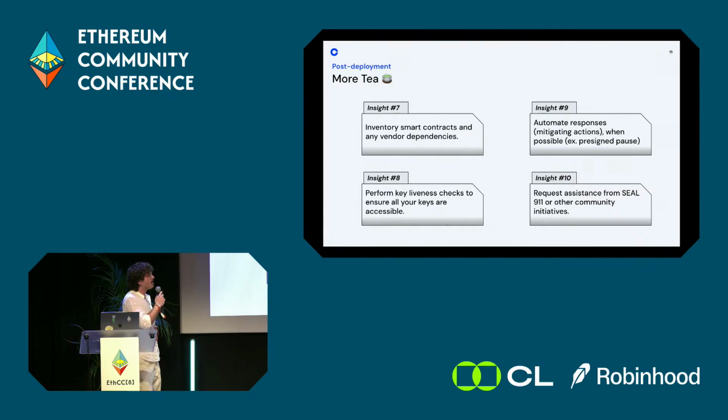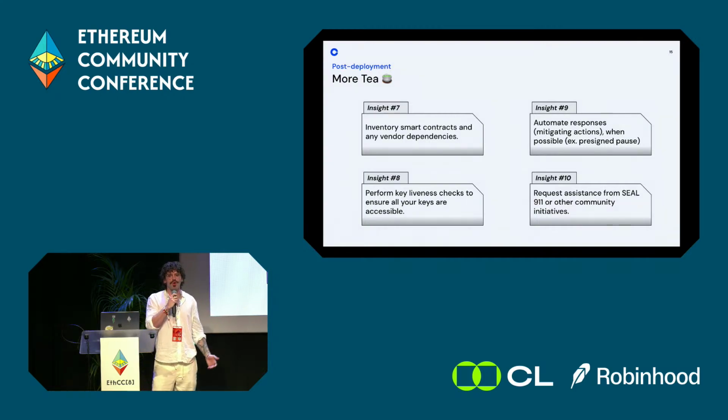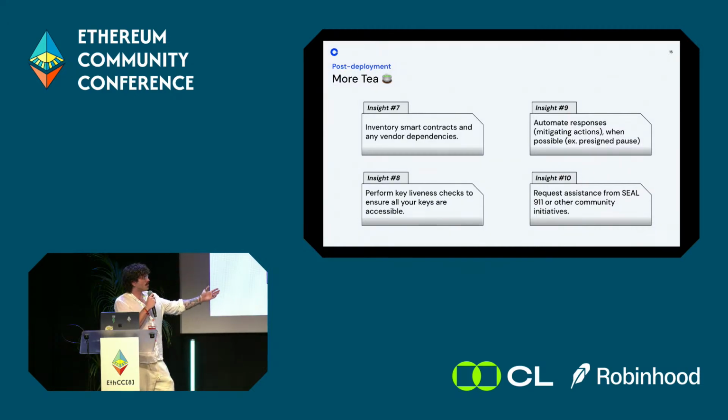And the final insight is: request assistance from SEAL and other community initiatives. We're all here together to help secure the ecosystem. If something goes wrong, don't be afraid to reach out for help. Make sure you have within your runbooks how to detail what's going on, because if you get someone involved, you want to get them up to speed as quickly as possible, and you really need to leverage SEAL and the other people that are available and ready to help in case something goes wrong, and we want to make sure that we're keeping the ecosystem safe.